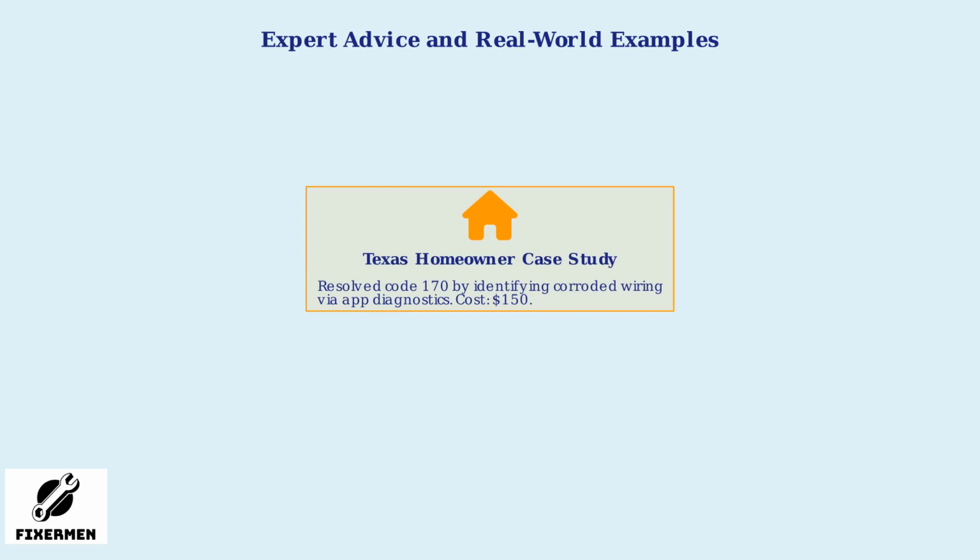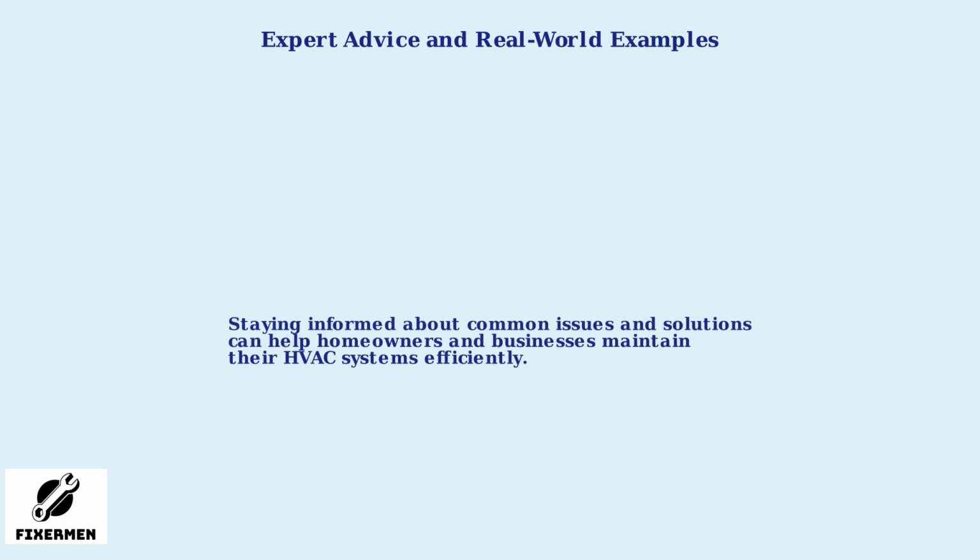For example, a homeowner in Texas resolved a Code 170 issue by identifying corroded wiring via app diagnostics, costing only $150. A Florida hotel prevented recurrence across 50 units by using anti-corrosive coatings. Staying informed about common issues and solutions can help homeowners and businesses maintain their HVAC systems efficiently.